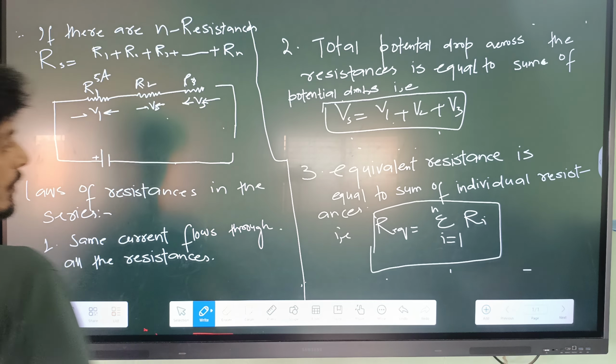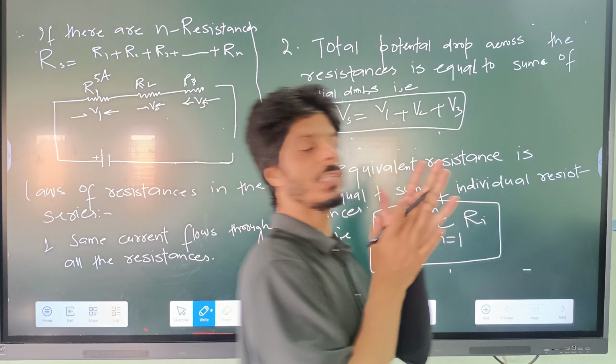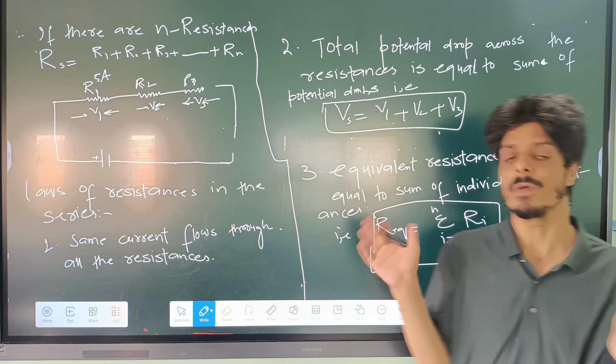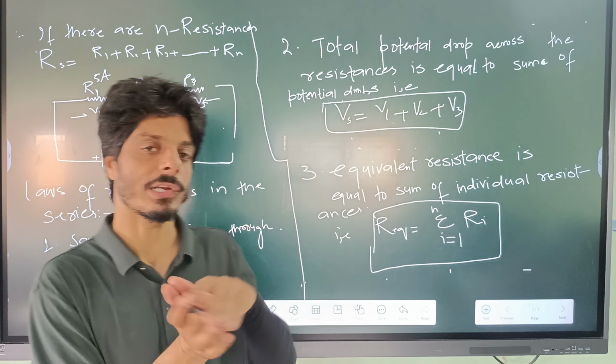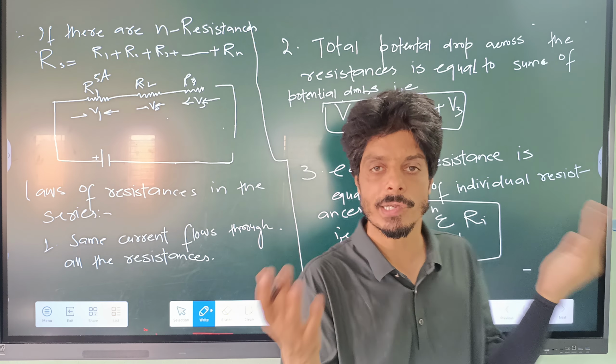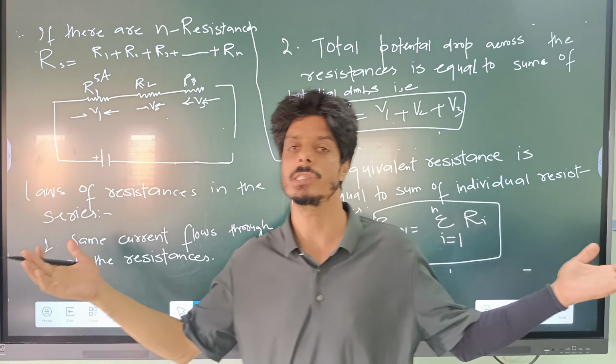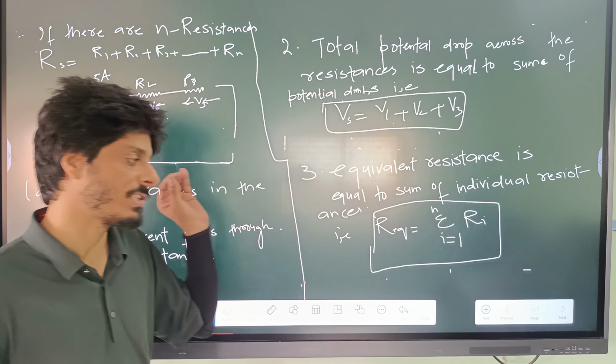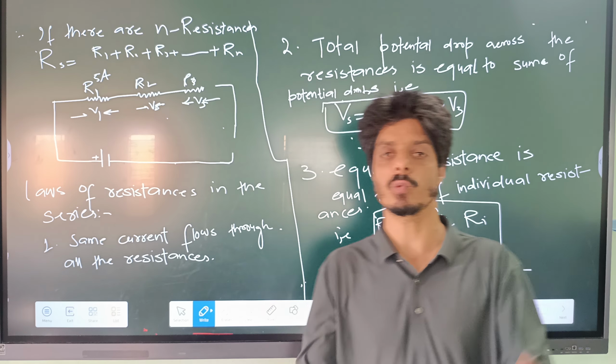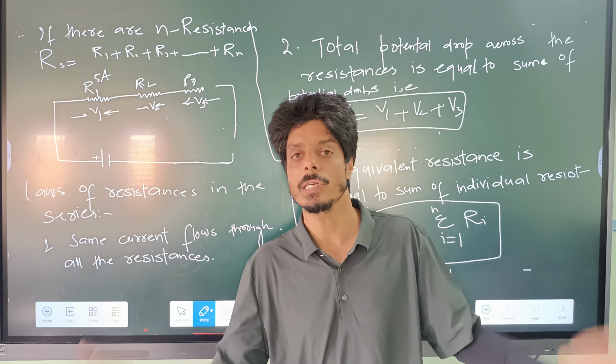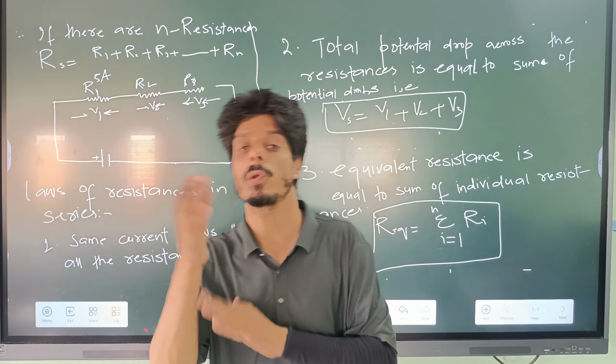So that was all for today. In the circuits we have in homes, resistances can be connected in two ways: either in parallel or in series. Today we have discussed resistances in series. What is meant by resistances connected in series? It means the resistances are connected end to end.